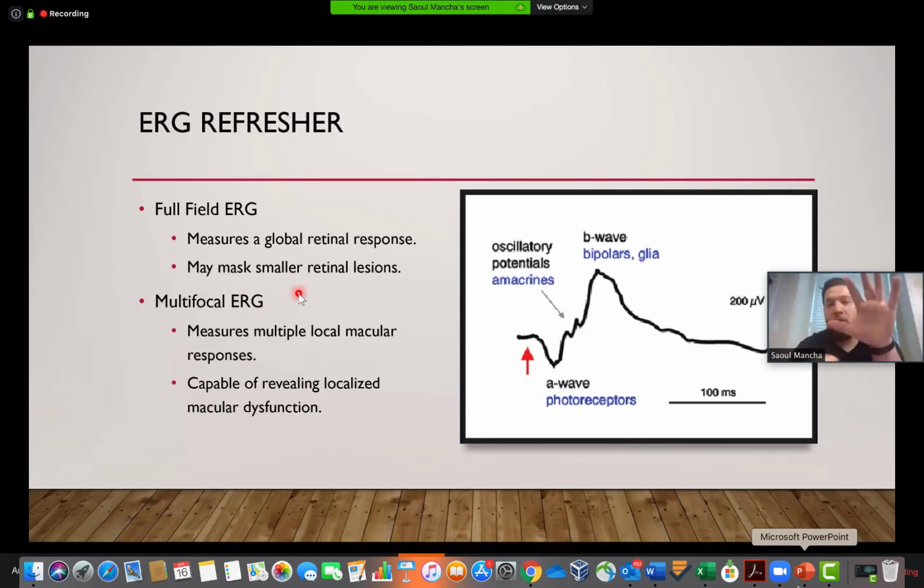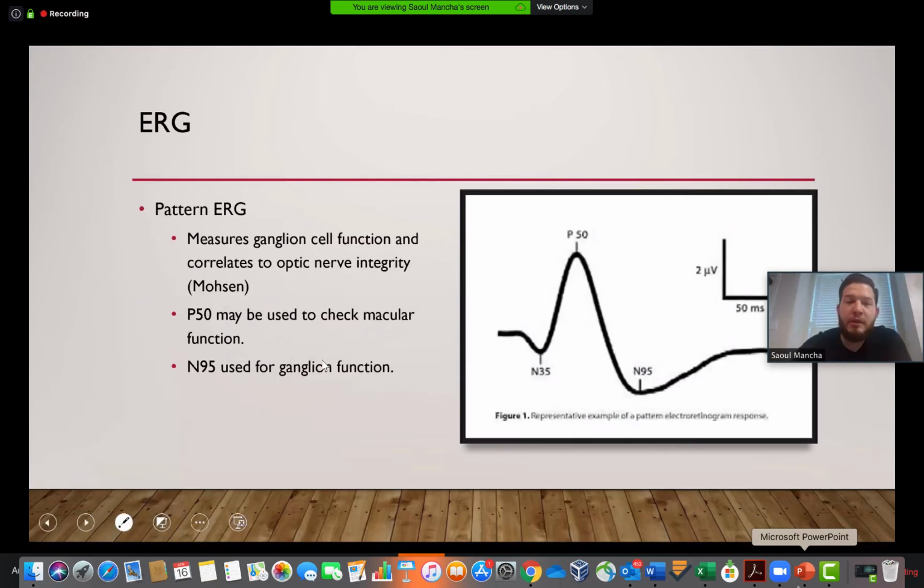With the multifocal, we can check multiple different points within a small area. Typically, we're going to check the macular tissue and the macular functional integrity. With multiple local macular responses, we're able to capture and reveal localized macular dysfunction. And then next, the pattern ERG. These are pretty interesting because some of the research studies are finding that we can get a good idea of the ganglion cell function within these waveform patterns. Really they're looking here at this N95 wave.